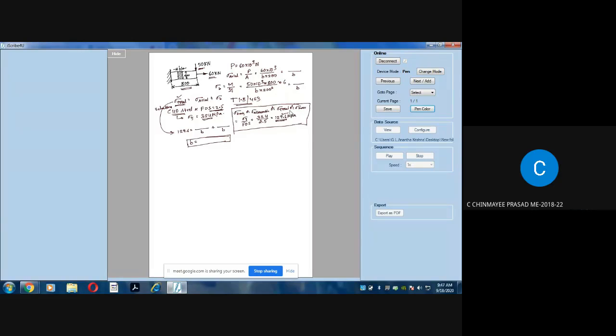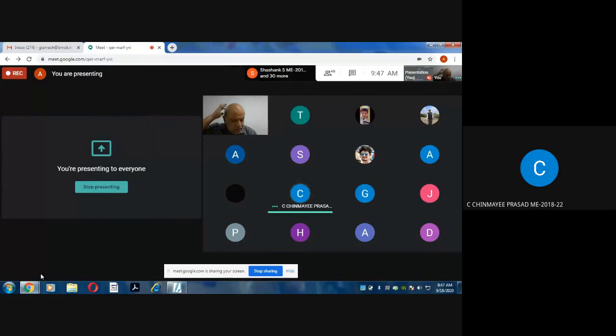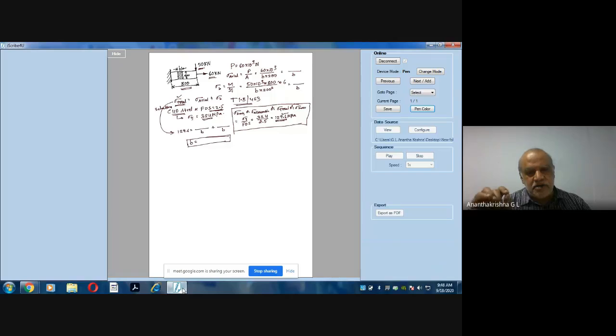Sir, I didn't understand how C40 came. So we are matching yield stress. C40 is one of the steels with a yield stress of 324 megapascal. We can even go up to C60 also. Depending upon the application, we are at liberty to even choose C30 also, C50 also. But if you look at C40, which is a medium carbon steel.